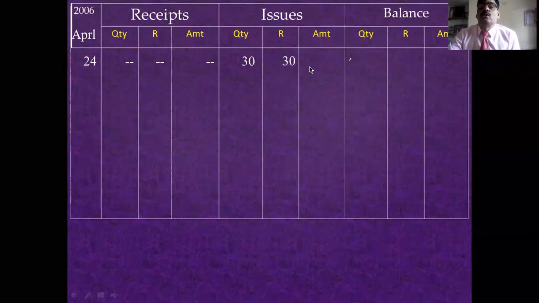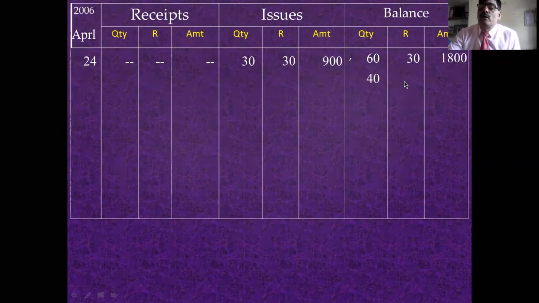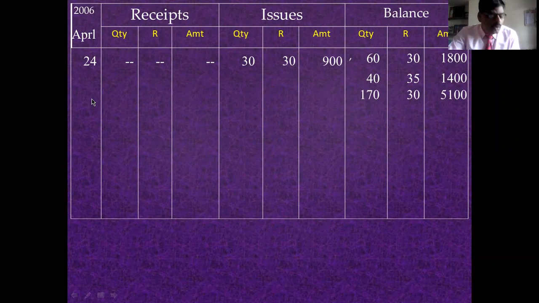30 at the rate of 30 rupees, 900. Balance is first lot, 60 kg at the rate of 30. Then second, 40 units at the rate of 35. Then out of 200, third lot, 30 units returned, remaining units are 170. 170 at the rate of 30, 5,100. Okay, this is the balance. 24th completed, then come to 25.